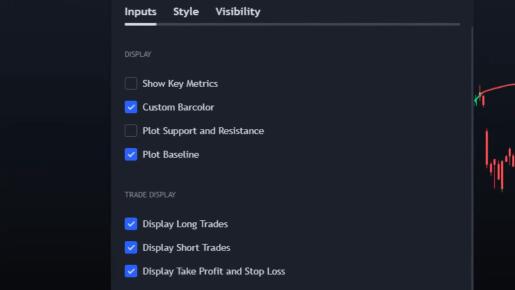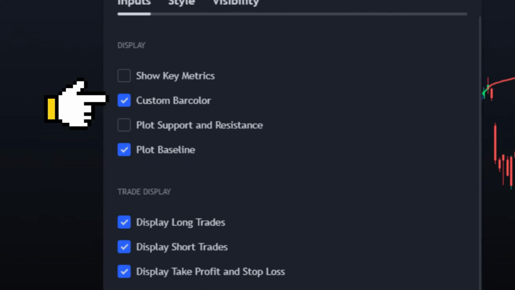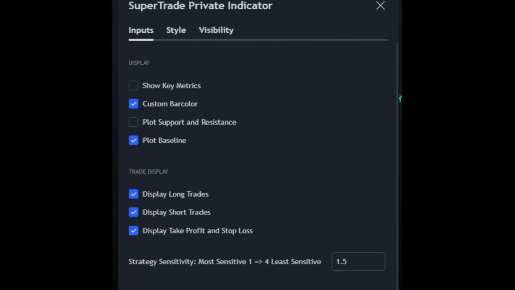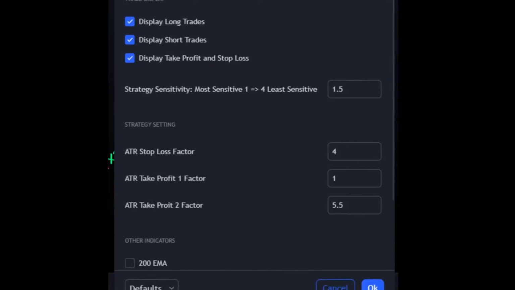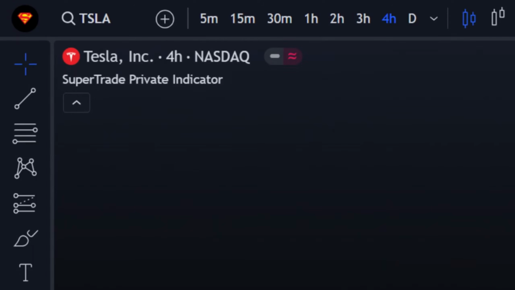So for this first example, we only have custom bar coloring and baseline enabled in the settings. So our chart is pretty simple right now, but let's just start with something simple, and then we can get into all the advanced settings later. We are looking at Tesla on the 4-hour time frame.